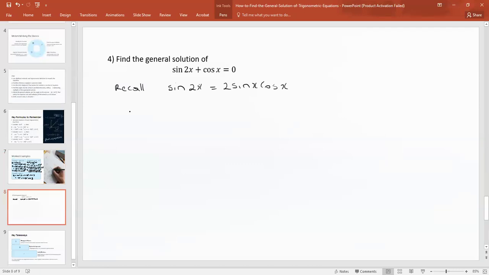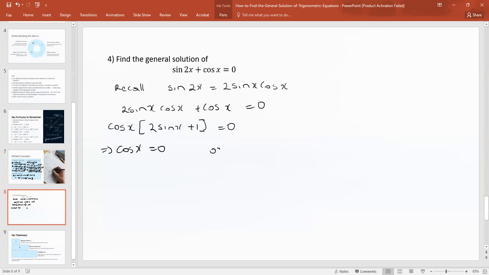Therefore, that equation will now become 2 sine x cos x plus cos x equals 0. Therefore, we can factorize cos x to obtain cos x times (2 sine x plus 1) equals 0. So this implies cosine of x equals 0, or 2 sine x plus 1 equals 0.